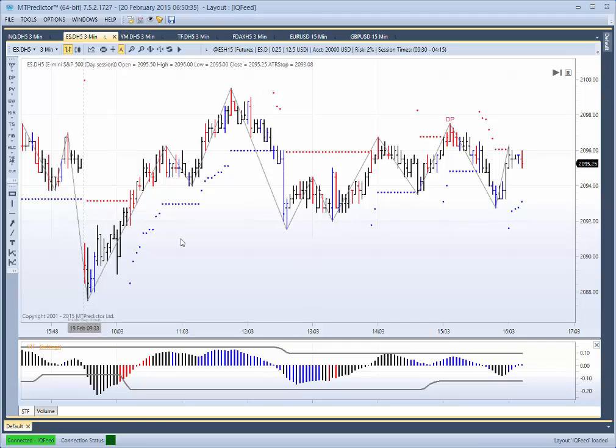So this is a chart of the ES. You can see it gap down, rally back up again, chop sideways. We had an automatic DP sell a bit later in the day. Actually, this was on a blue STF.